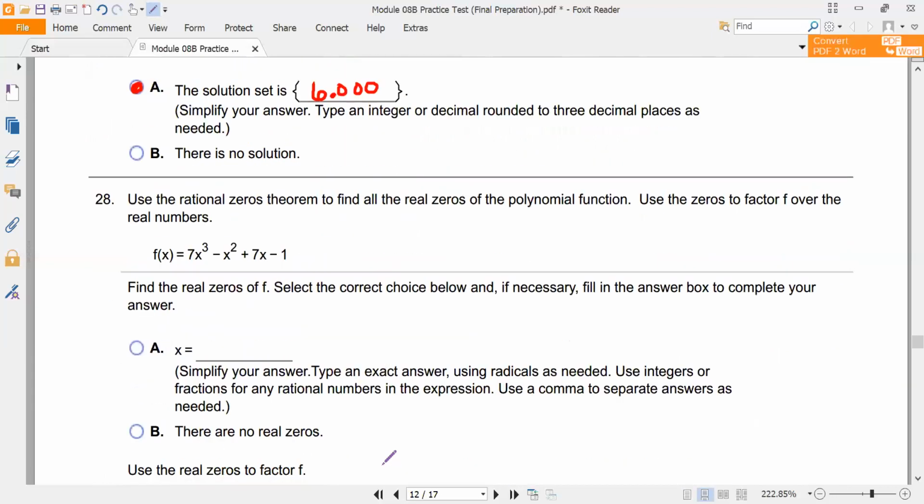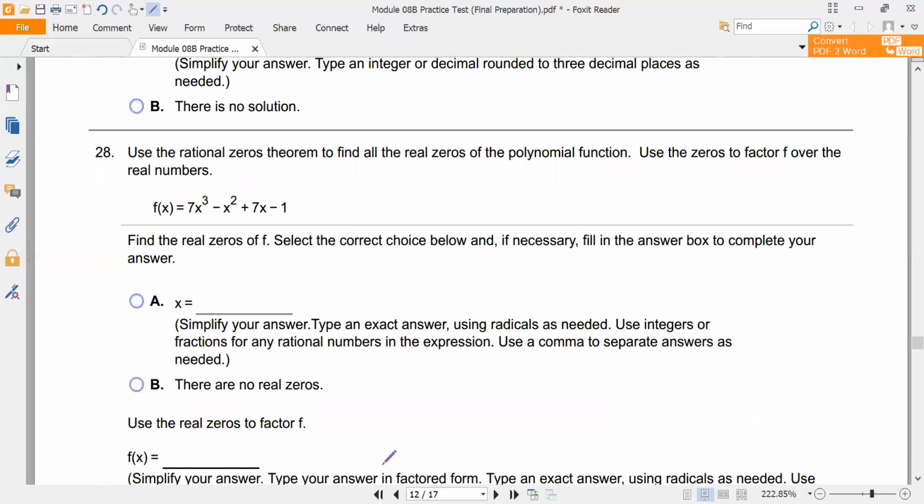And that leads us to our last question for the practice test. It says use the rational zero theorem to find all the real zeros of the polynomial function.